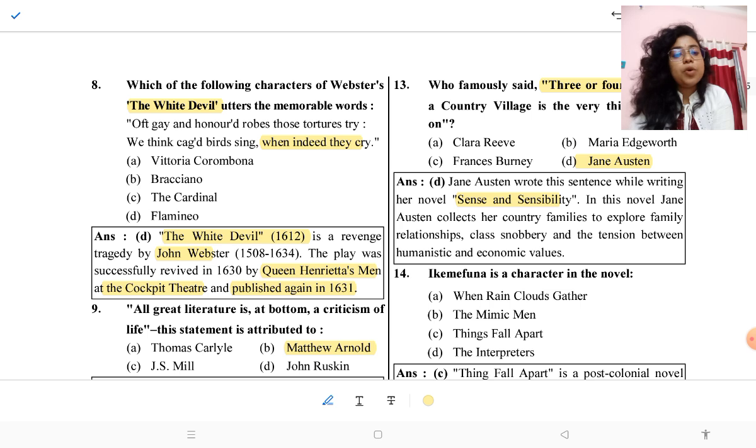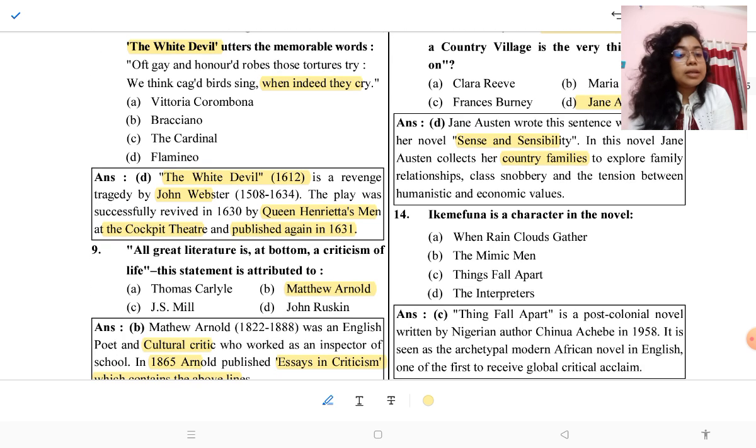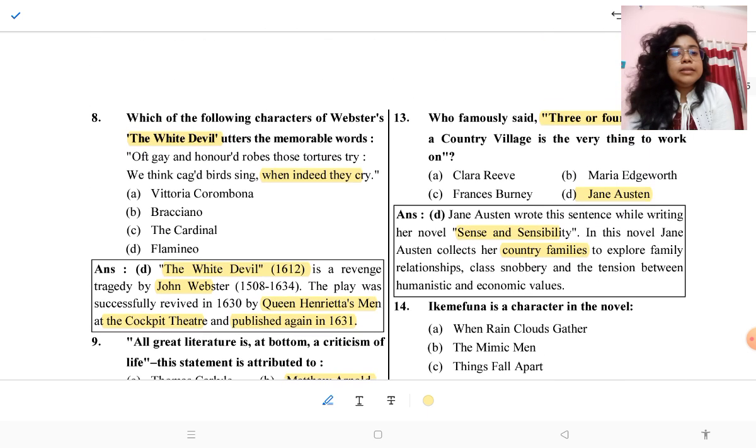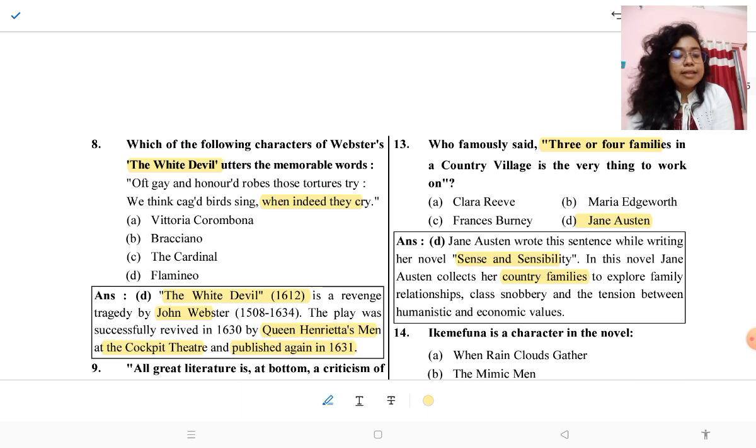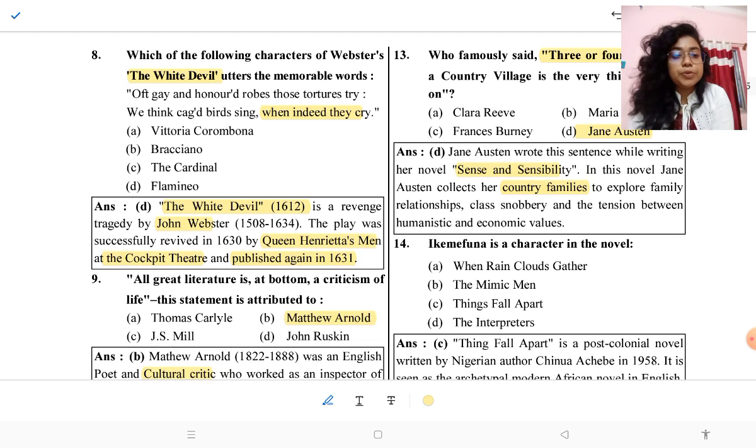So in this novel, Jane Austen collects her country families to explore family relationships, class snobbery, and tension between humanities and economic values. So there she used the quotation. Okay.